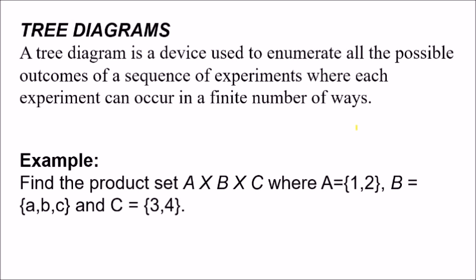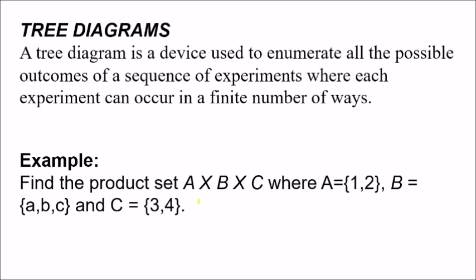A tree diagram is a device used to enumerate all the possible outcomes of a sequence of experiments where each experiment can occur in a finite number of ways. So dito sa tree diagrams, kailangan natin i-enumerate lahat ng possible outcomes. While dun sa mga previous natin na ginawa, we only determine the number of possible outcomes but not enumerating. Here, we're going to enumerate. So this is the best way to enumerate the possible outcomes through the construction of the tree diagrams. To show that construction, let us have this example.